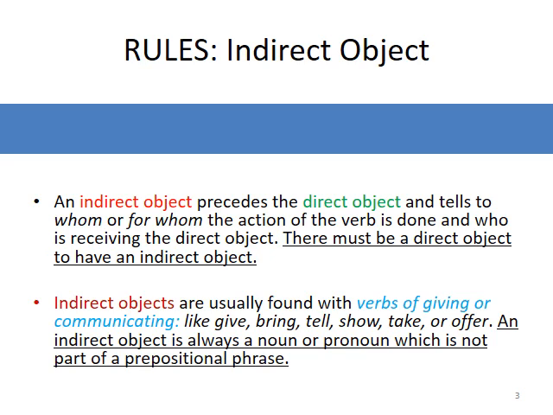Rules. Indirect object. An indirect object precedes the direct object and tells to whom or for whom the action of the verb is done and who is receiving the direct object. There must be a direct object to have an indirect object. Indirect objects are usually found with verbs of giving or communicating, like give, bring, tell, show, take, or offer. An indirect object is always a noun or pronoun which is not part of a prepositional phrase.